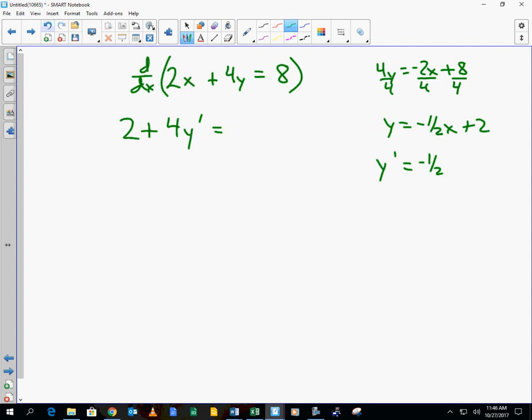Equals, what's the derivative of 8? 0. Solve for y prime. 4y prime is equal to negative 2. y prime is equal to negative 1 half. See how it works either way?